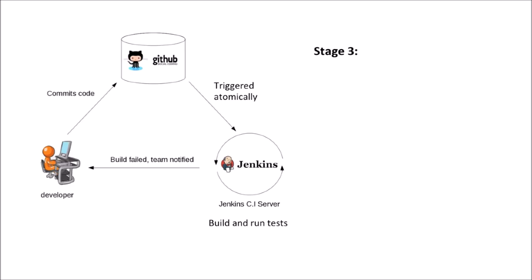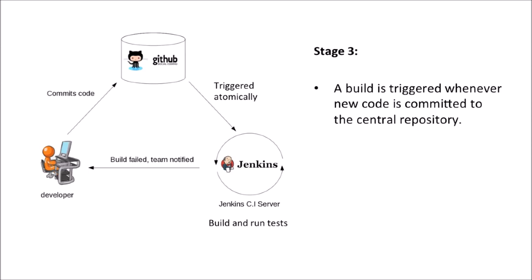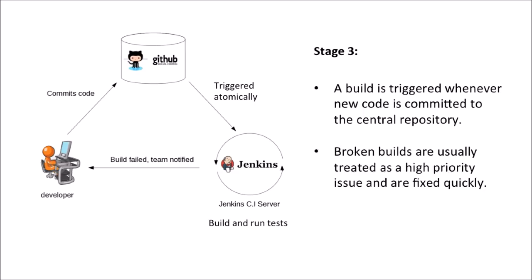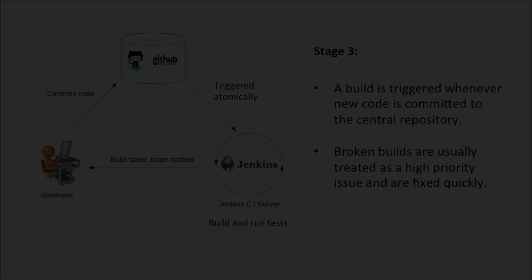Stage 3. The team is now starting to take continuous integration and automated testing a step further. The build server is configured to start a build whenever new code is committed to the central repository. The build process usually involves compiling the application and running a set of automated unit or integration tests. The build server alerts team members immediately if a build fails. Broken builds are usually treated as a high priority issue and are fixed quickly.